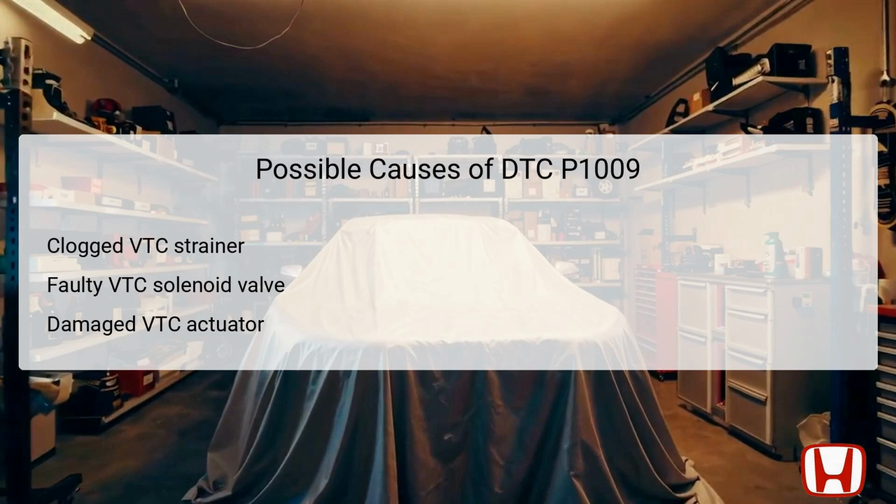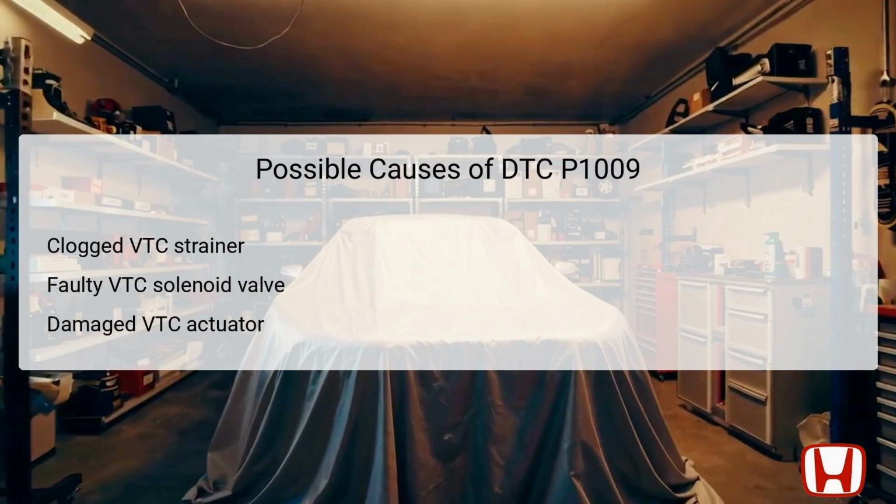The possible causes for DTC P1009 can include a few critical issues. A clogged VTC strainer can restrict oil flow, impeding the operation of the VTC actuator, which relies on oil pressure for its movement. This obstruction can lead to a situation where the actuator cannot respond correctly to timing requests.